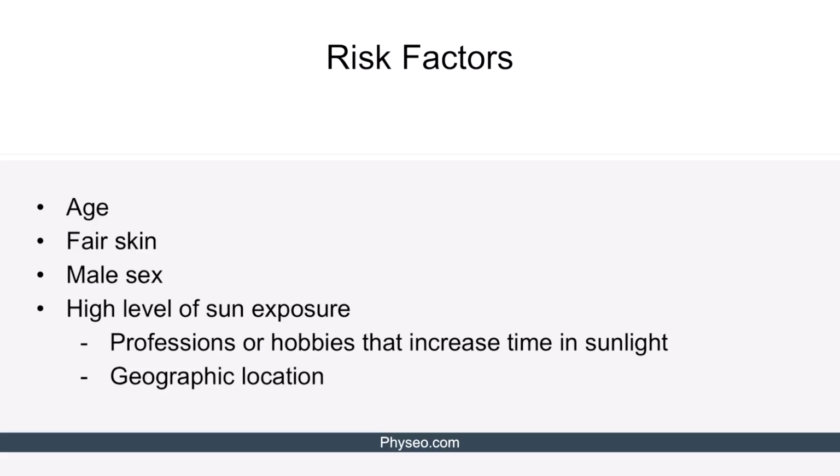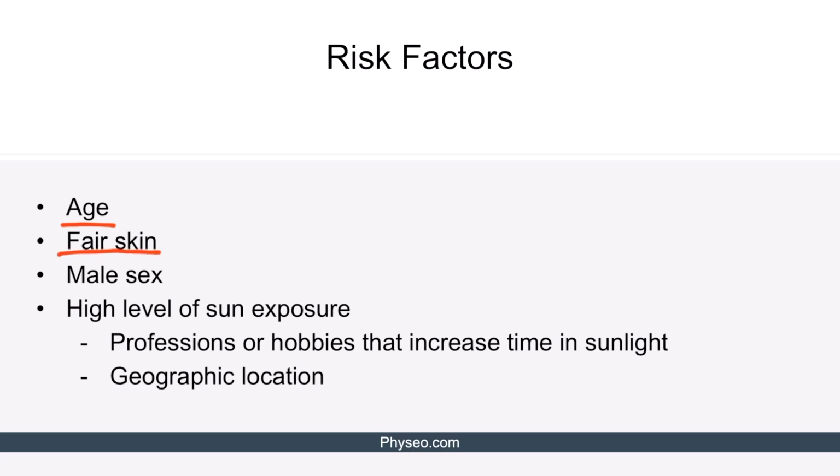So what are the risk factors for photoaging? Well, they're actually very similar to the risk factors for a sunburn. So one of the biggest risk factors is age. So the effects of photoaging are due to chronic ultraviolet radiation exposure over long periods of time. So older patients are much more likely to experience the effects of photoaging.